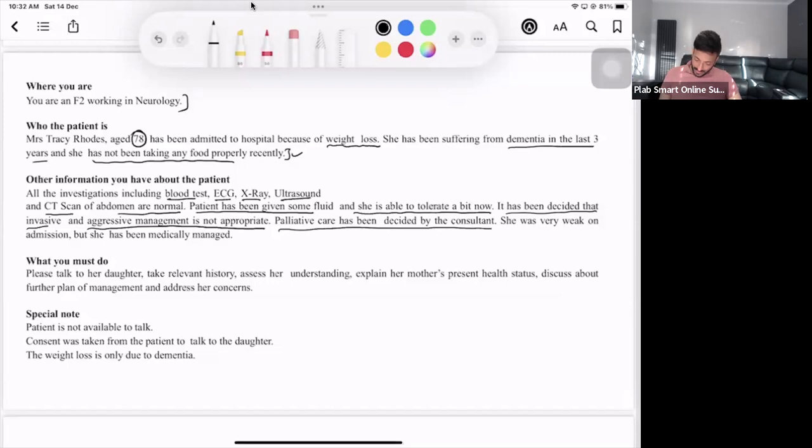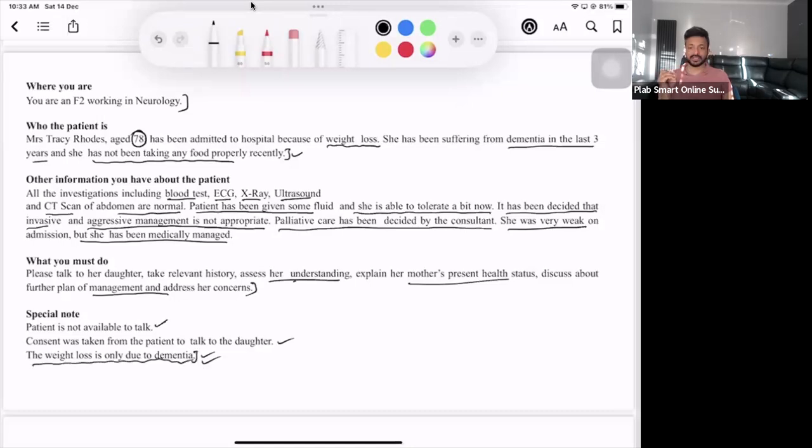Okay, so she was very weak on admission, but she has been medically managed. Okay, that's fine. Talk to the daughter, take the history and assess the understanding, explain the mother's present health status, discuss the further plan of management and address the concerns. The patient is not available to talk. That's okay. Consent was taken from the patient to talk to the daughter. That's okay. Then the weight loss is only because of dementia.